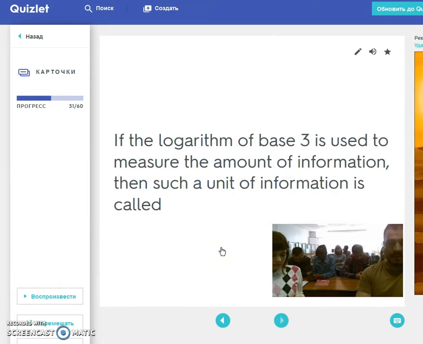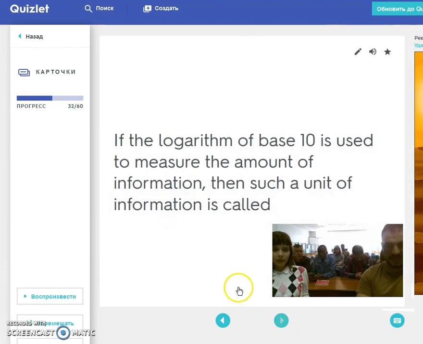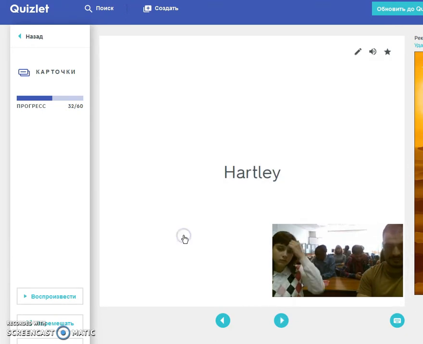If the logarithm of base 3 is used to measure the amount of information, then such a unit of information is called a trit. If the logarithm of base 10 is used, then such a unit of information is called a dit.